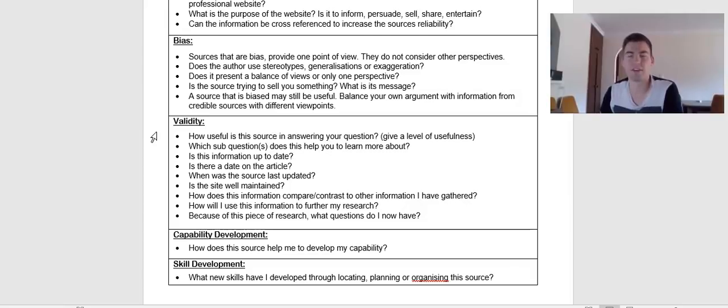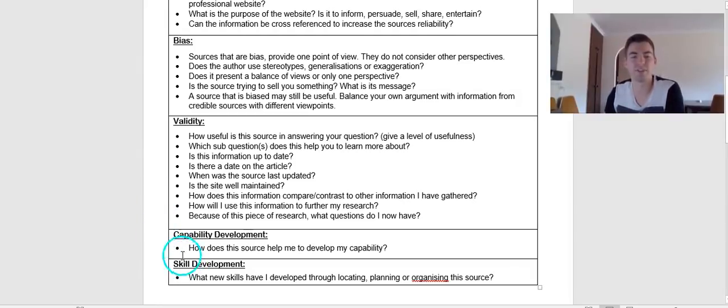So you might say, yes, the information about having to pay for immunizations, well, that really helped me answer sub-question 3. So I really want you to be clear about how this source has helped you go about answering your sub-question. Then I want you to look at things like whether the information is up to date, so how recently the information was created, whether there's dates on the articles or websites, and how well the information compares or contrasts to other information that you have gathered. So really thinking about whether the information that you found is actually valid and useful for your research.